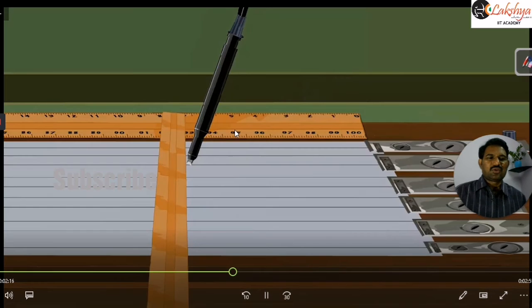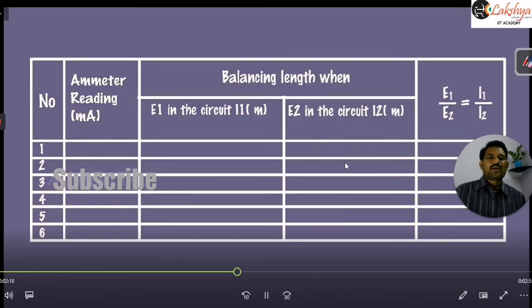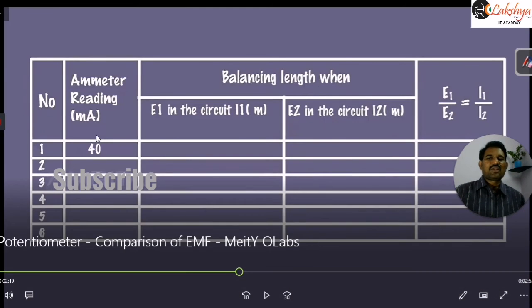Now we balance, and the table columns will be like this: the ammeter reading and the balancing length when the first cell is connected and then when the second cell is connected. We write the ratio here. Next we change the ammeter reading and repeat the process. Again we find the balancing length using the first cell and the balancing length using the second cell. Then we find the ratio here.